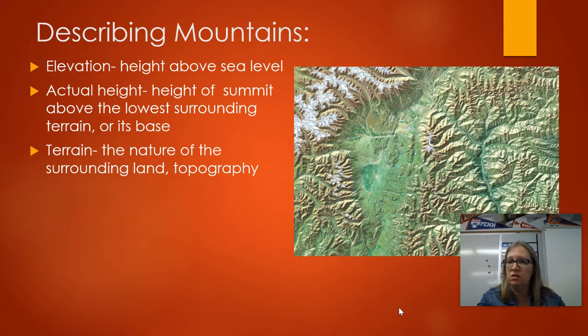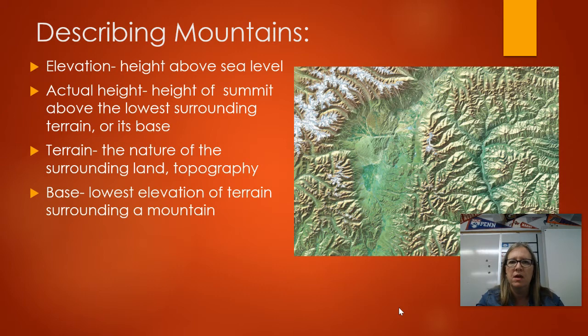The terrain is just the nature of the land. Is it a flat terrain? Is it a hilly terrain? Is it a mountainous terrain? It's basically just the nature of the land, its topography, okay? The base is the bottom of the mountain, okay? It's the lowest elevation of terrain surrounding a mountain.